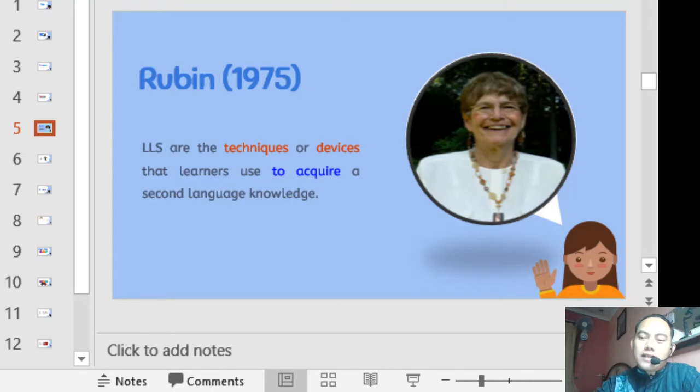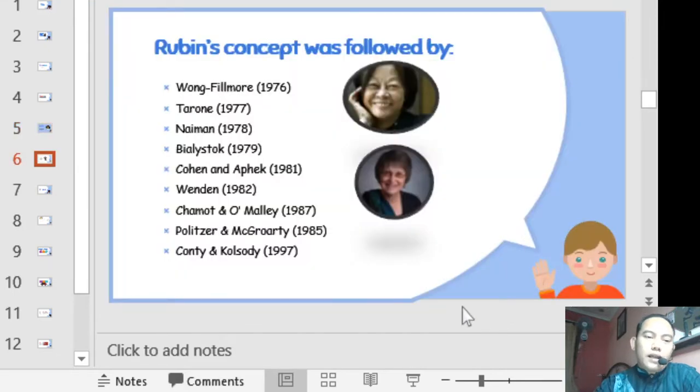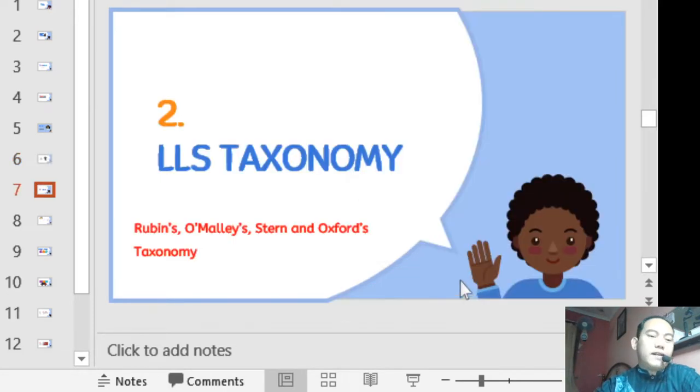Okay, and then there are different ways of classifying LLS. However, most of the attempts to classify LLS reflect more or less the same categorizations. Rubin, 1975, is the pioneer of the work in the field of strategies. She makes the distinction between strategies which give direct contribution to learning and those which contribute indirectly to learning. And Rubin's concept was followed by Wong Fillmore, 1976, Tarone, 1977, Naiman, 1978, Bialystok, 1979, Cohen and Aphek, 1981, Wenden, 1982, Chamot and O'Malley, 1987, Politzer and McGroarty, 1985, Conti and Kolsody, 1997.